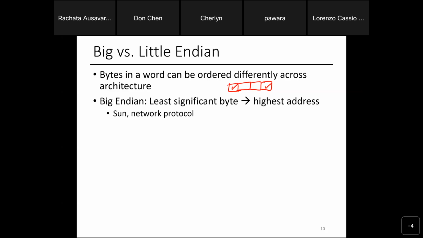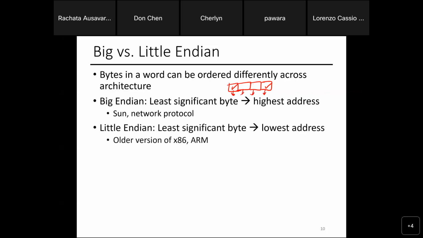So in the big endian machine, like a network protocol, when you want to send things over a network, the highest address in the 4 byte range, right? Each of these will have its own address because addresses point to individual bytes. So the highest address will be at the least significant byte. For little endian, the least significant byte is stored at the lowest address. So it's always the least significant byte, but is it the highest address or the lowest address?